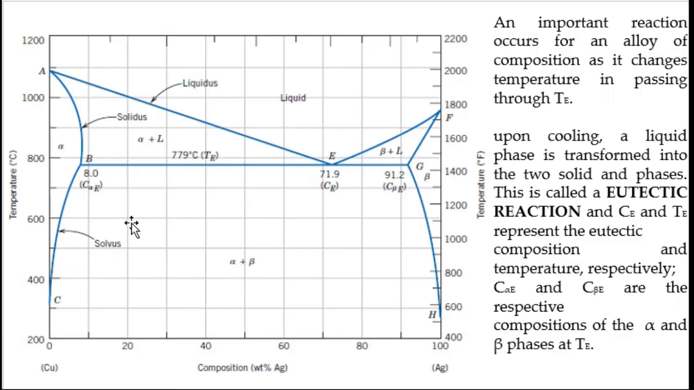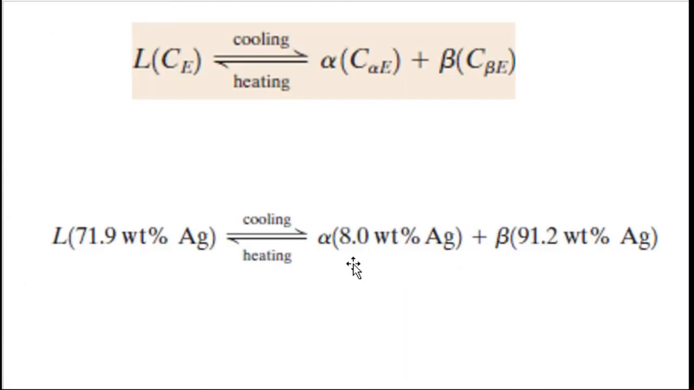So for this particular case, we are saying liquid which is at 71.9%. If you drop a vertical line, you can find that the concentration of the liquid is 71.9% of silver. So liquid at 71.9% of silver is getting converted into alpha, whose concentration is 8 weight percentage of silver, plus beta at 91.2%. So I have written this here: liquid at 71.9% of silver upon cooling gets converted into alpha, which is 8% of silver, plus beta, 91.2% of silver.